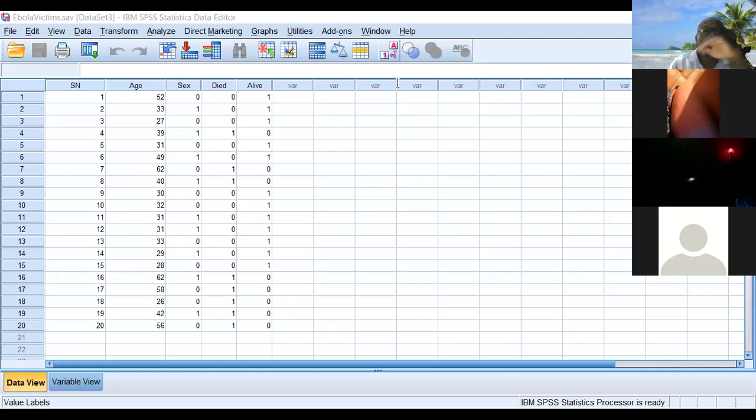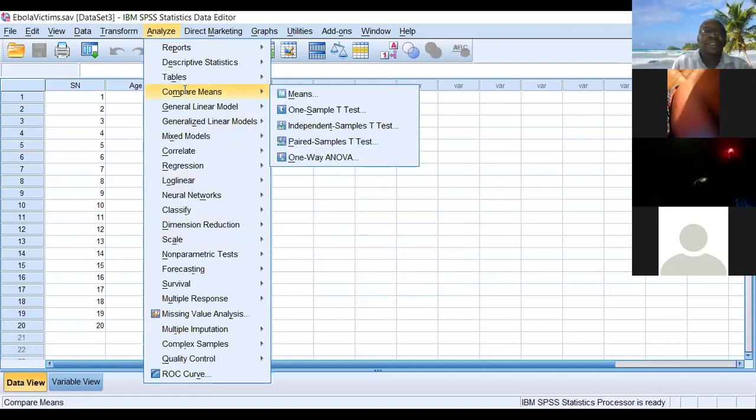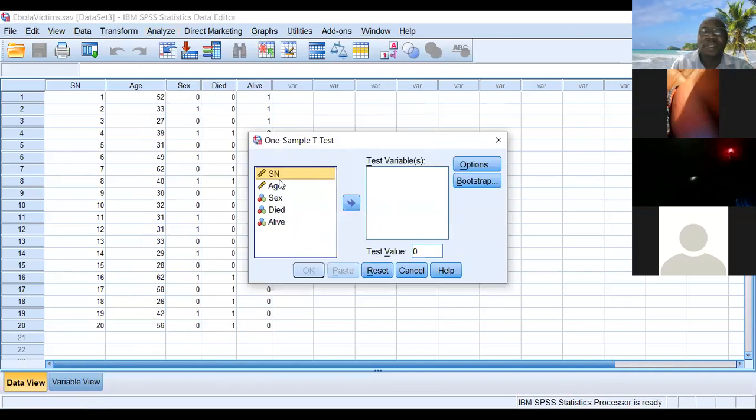Yes. Thank you, sir. So the age distribution, if you look at it, there are 20 of them. So the 20 are here. So we go to Analyze, go to Compare Means. You see One-Sample T Test. We click on it, sir. Now you move age to the test variable.